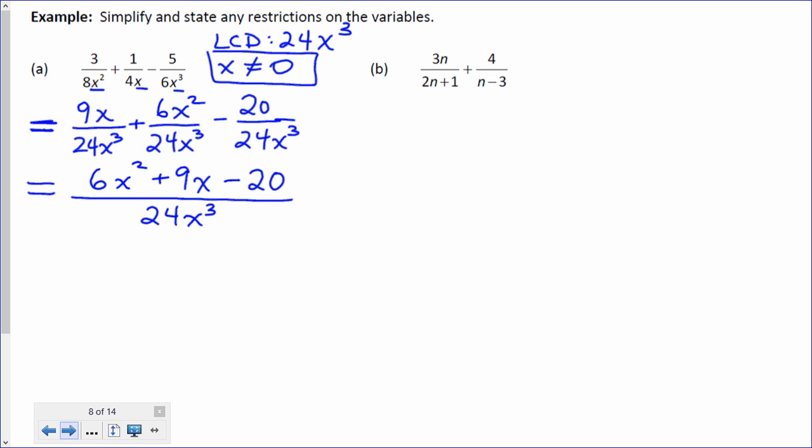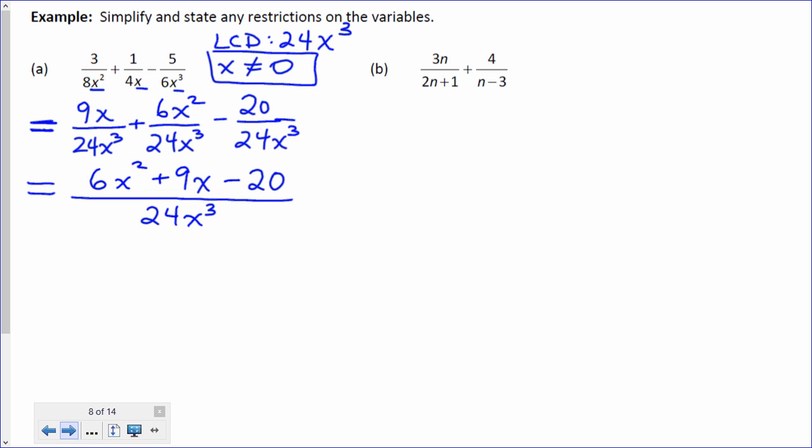Let's do the next one. So 3n over 2n plus 1 plus 4 over n minus 3. Again, it's slightly more complicated. We've gone into binomials now, so it's not as straightforward, but still, is there any factoring that I need to do here? Or is everything as simplified as you can get? If you look at each of them separately, you can't do any factoring, right? There's no quadratics that we can factor or anything like that.